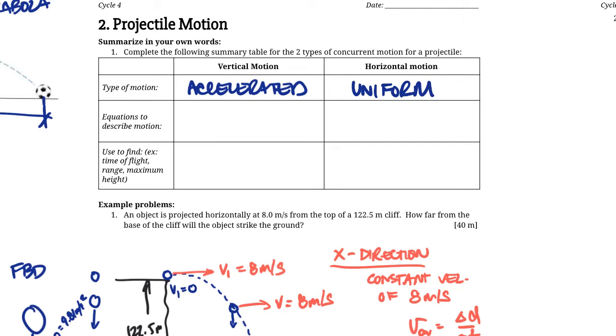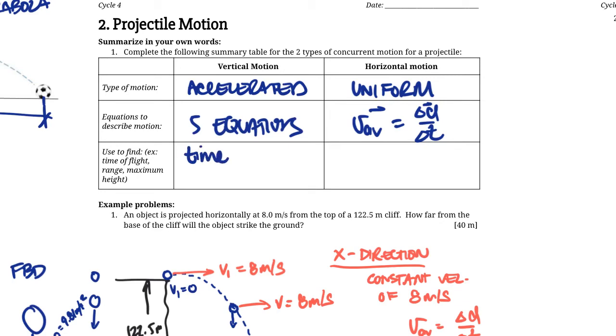The equations to describe the motion: for accelerated motion we have the 5 equations, and for uniform motion we have our definition of velocity, which is delta d over delta t, right? And we'll put arrows over those things. We can use our vertical motion to find the time, the time that the ball is in the air.